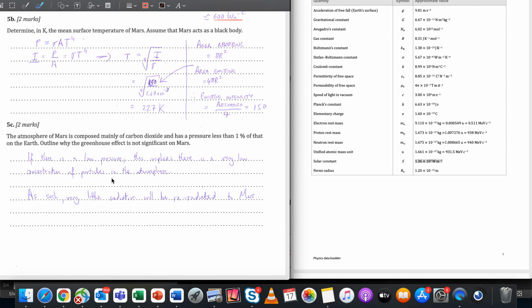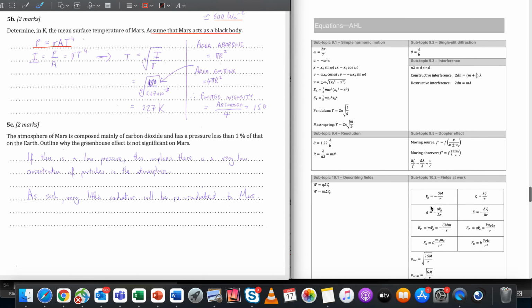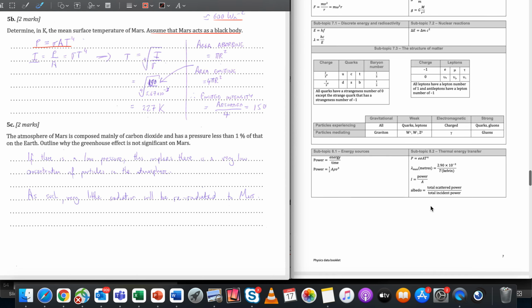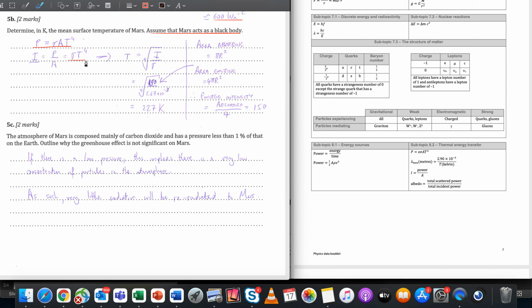This question here, 5b, has a little trick to it, so let's have a look at what's going on. We're assuming that Mars acts as a black body, and we're being asked to determine its mean surface temperature. We'll start by using our Stefan-Boltzmann law, which is power is sigma A T to the 4, and intensity, which is power divided by area. Using intensity equal power over area, really we're only interested in sigma times T to the 4. So temperature is going to be the fourth root of intensity divided by sigma. Hopefully no problems at that stage.